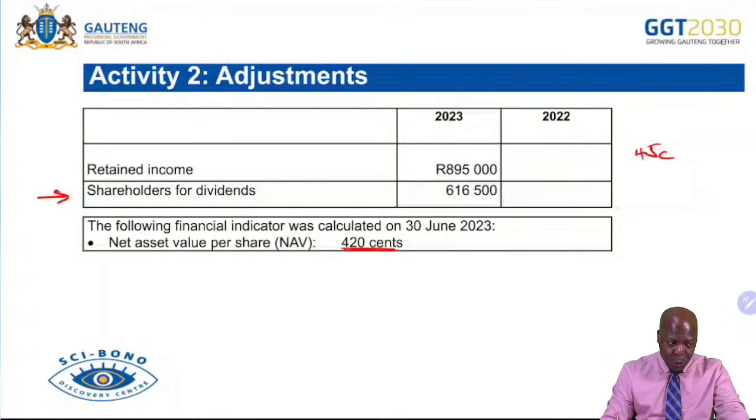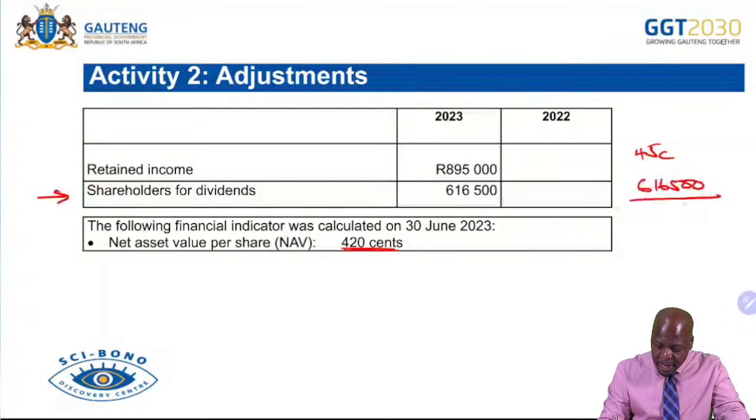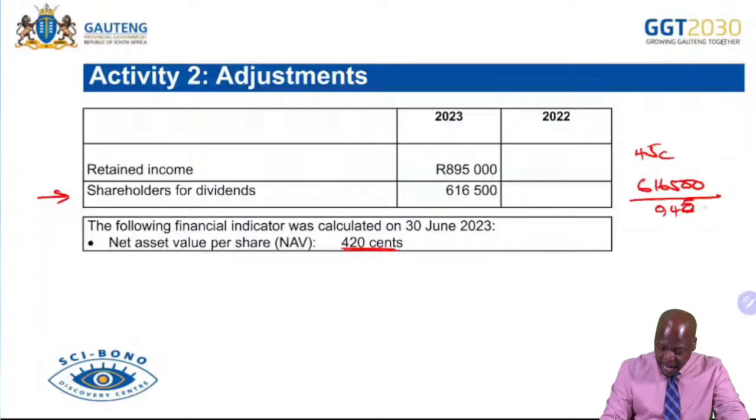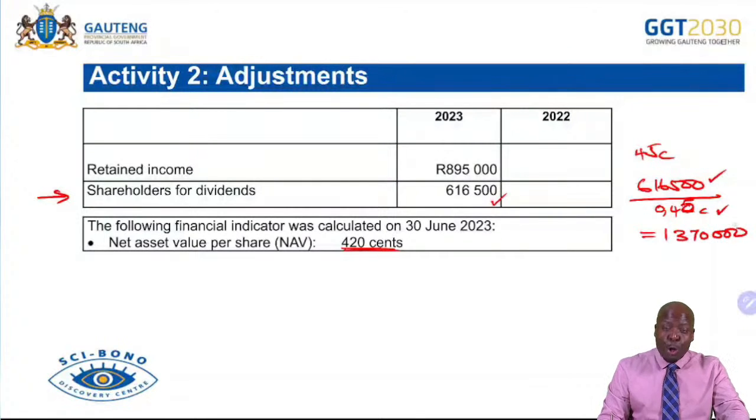So what one would do was to come and say, my 616,500, if I divide this by the final dividend per share of 45 cents. Remember, we had that 45 cents in the previous slide. That would give me the number of shares that were on hand to declare this final dividend, shareholders for dividends. So you would then see that 616,500 divided by 45 cents, which is 0.45, you would then end up with 1,370,000 shares.